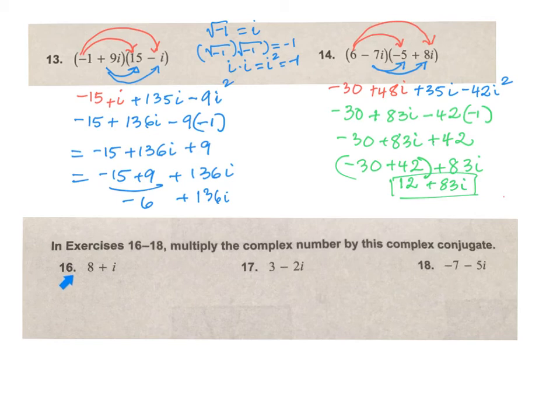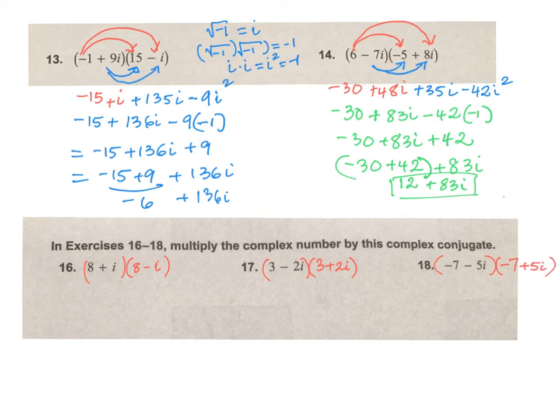In example 16, we're going to multiply a complex number by its conjugate. The conjugate is the opposite: the conjugate of 8 plus i is 8 minus i. The conjugate of 3 minus 2i is 3 plus 2i. And the conjugate of negative 7 minus 5i is negative 7 plus 5i.